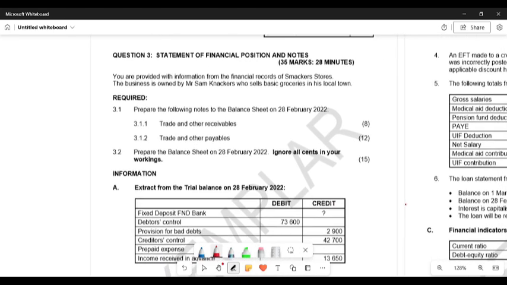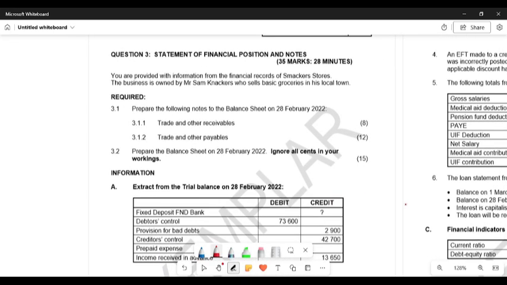So in this video, we're going to be looking into an exam question that has to do with your statement of financial position, which is also known as your balance sheet, as well as notes, right? So we're going to be doing this question from a past paper. And in this question, what is it exactly that we require to do? We're required to prepare the trade and other receivables note. We are also required to prepare the trade and other payables note. And lastly, we're going to be preparing the balance sheet.